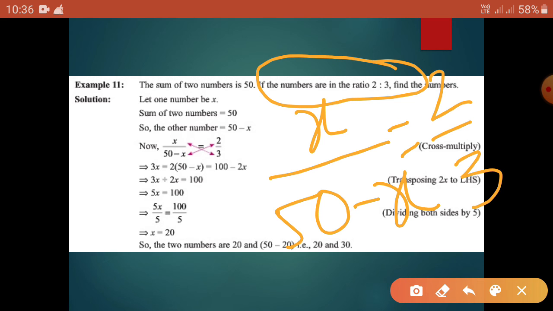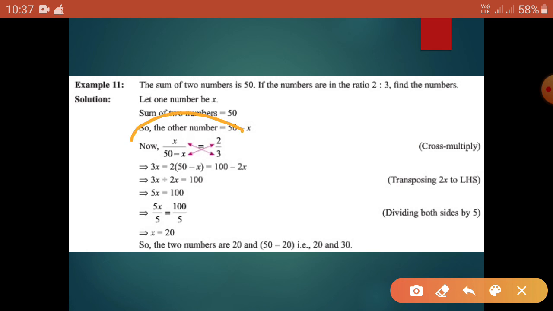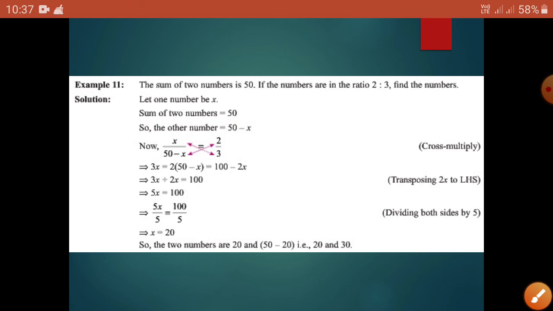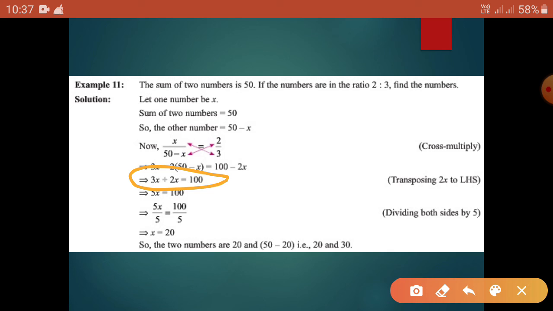Now here you have to cross multiply. You have to multiply 3 to x and 2 to 50 minus x here. So here we are using the cross multiplication method. So 3 into x gives us 3x. 2 into 50 minus x gives us 100 minus 2x. Okay, now we are transposing 2x to the left hand side. So we are getting 3x plus 2x is equal to 100.